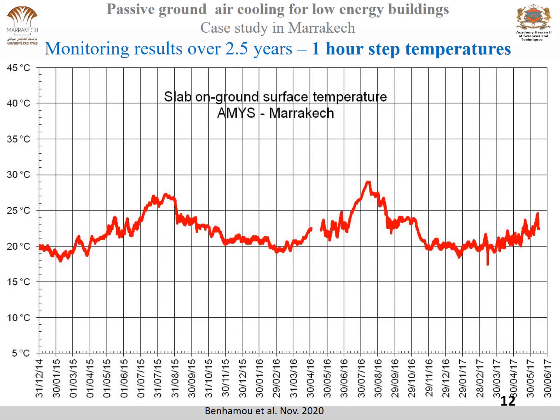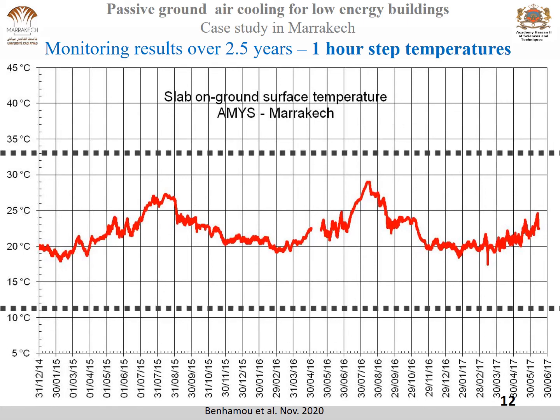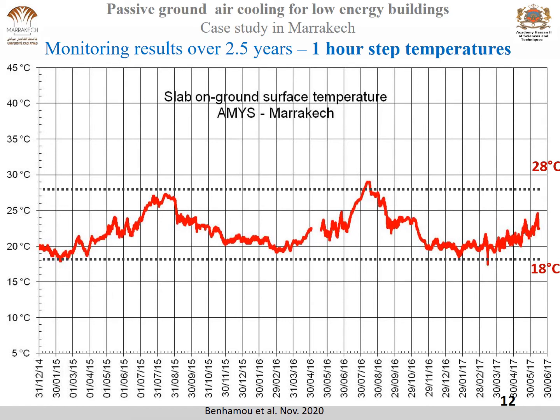Here are some results. These are the results of the monitoring of the slab-on-ground surface temperature over 2.5 years. We can see here that this temperature, the slab-on-ground surface temperature, is in between 18 degrees C and 28 degrees C, while the outside air temperature evolves between 5 and 45 degrees C.